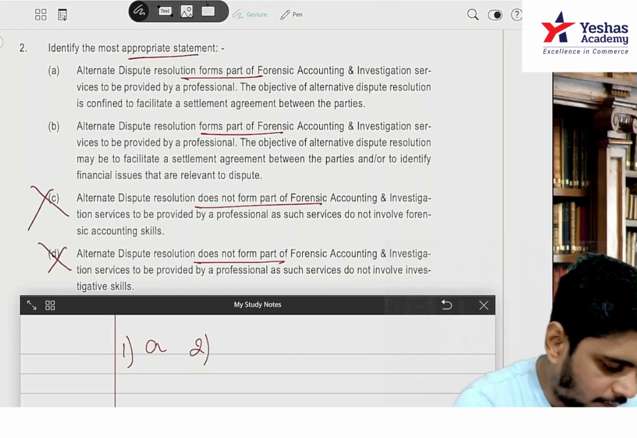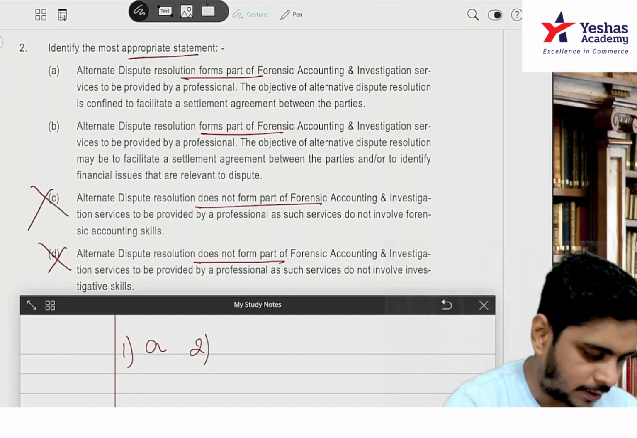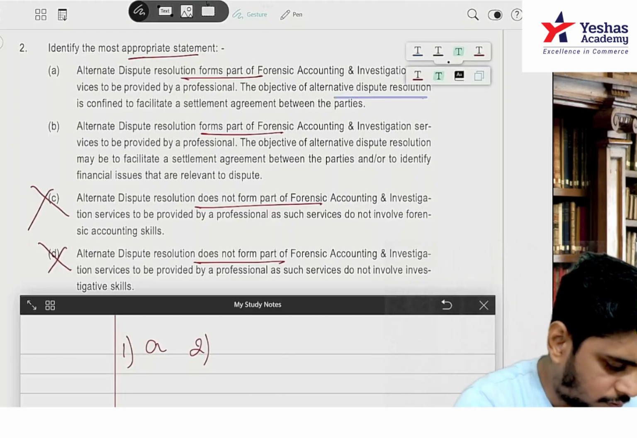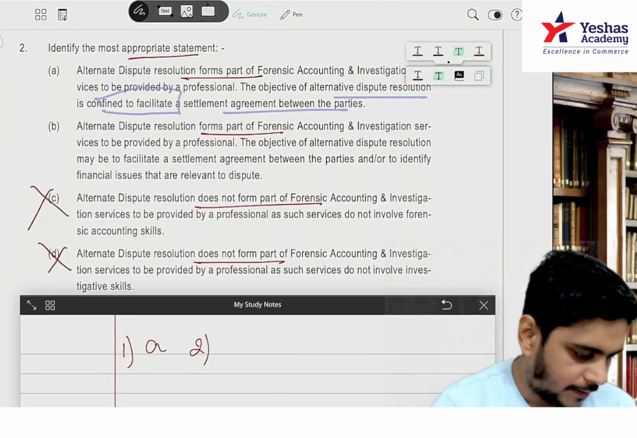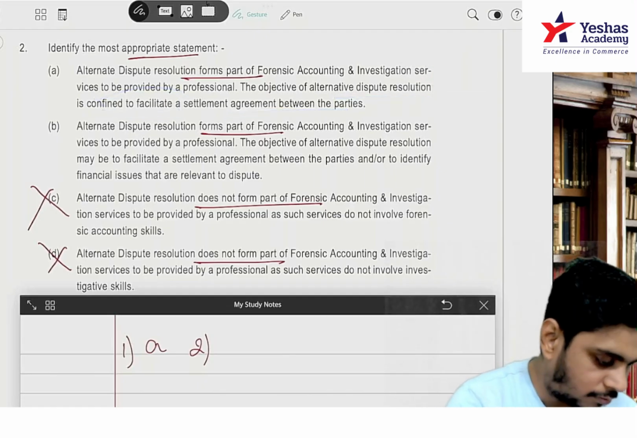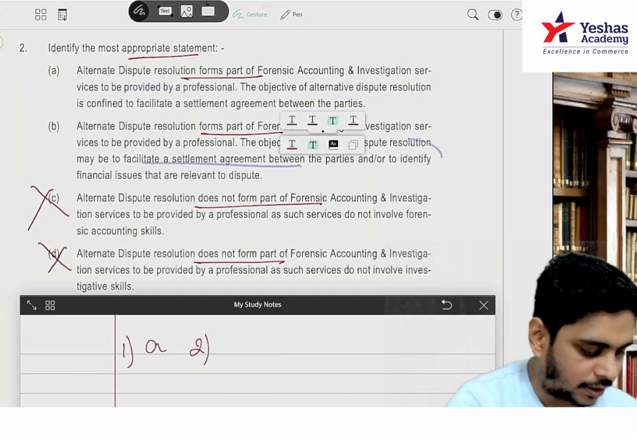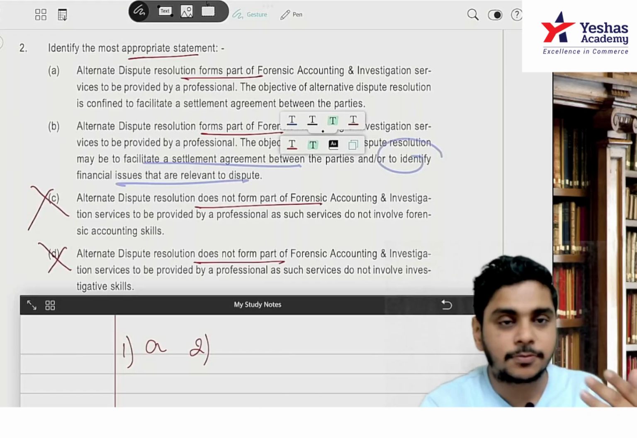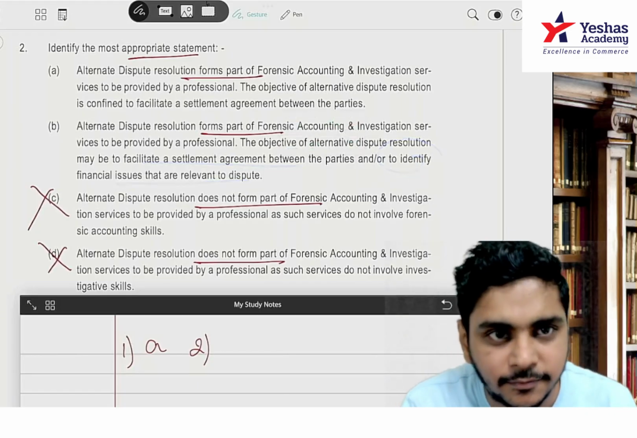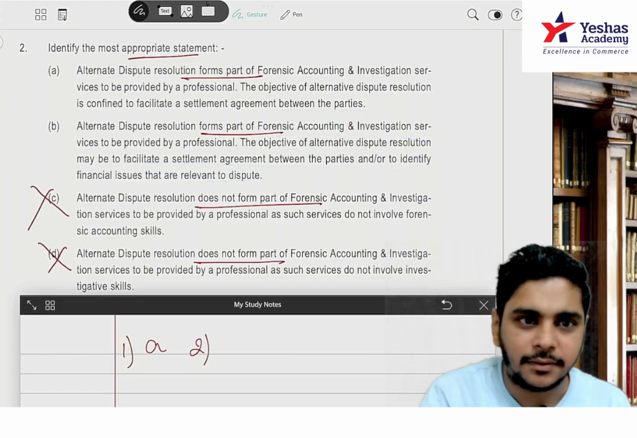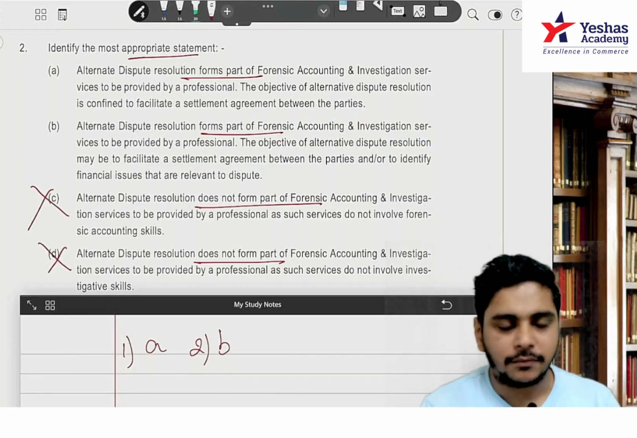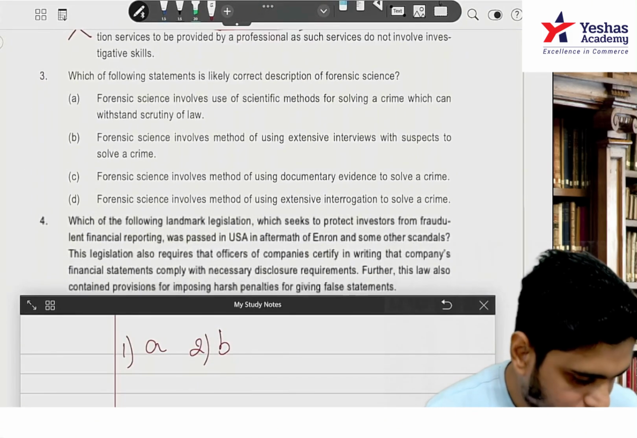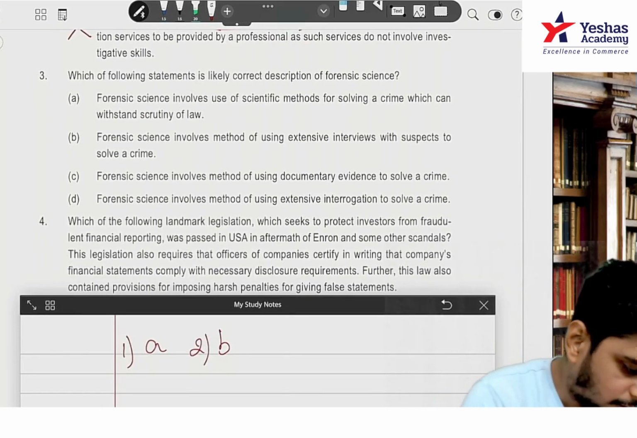Forensic accounting, it forms part. The objective is to facilitate a settlement agreement between the parties and not to identify financial issues that are relevant to the dispute. Tell me what you have read. B. Question 2 is B. Third. Which one is correct?